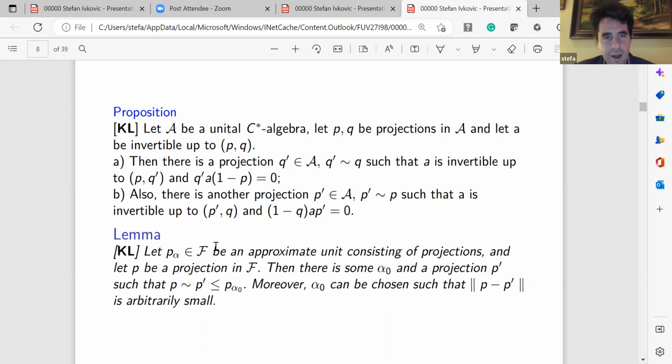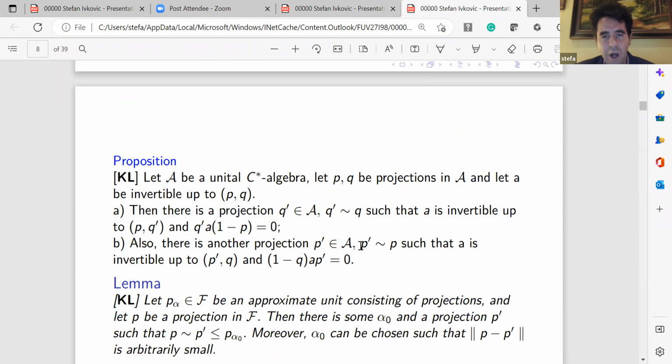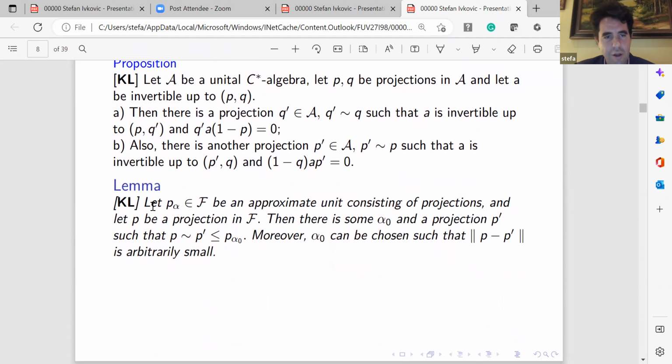And you have a symmetric version, which you can obtain by passing to the adjoints and using this lemma. Because there is also another projection P prime in A, such that P prime is equivalent to P, and such that A is invertible up to P prime Q, where this relation holds, which means that A has a lower triangular form with respect to this new decomposition. So I apply this property several times in my proof, but there is also another lemma by Kečkić and Lazović, which I applied once. I will explain later how I apply this in the concrete case of von Neumann algebras.